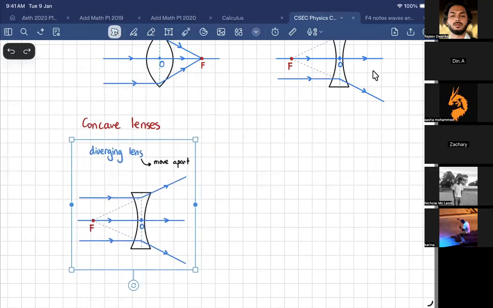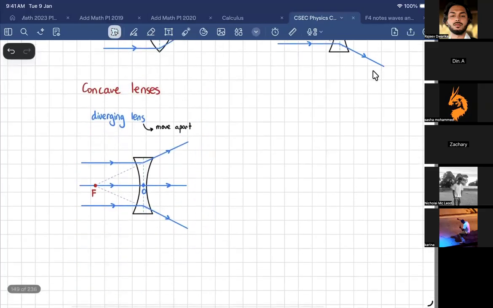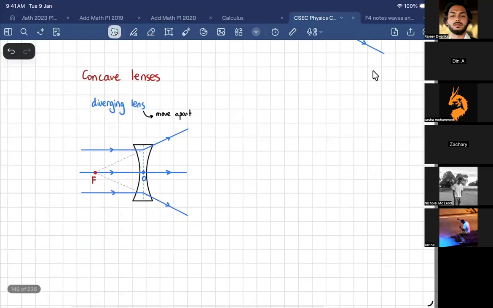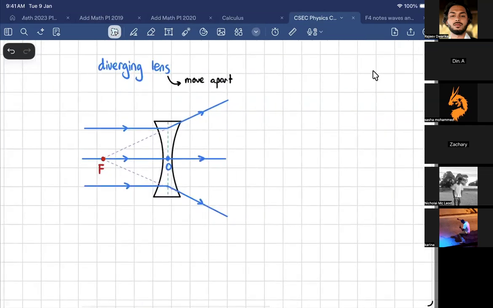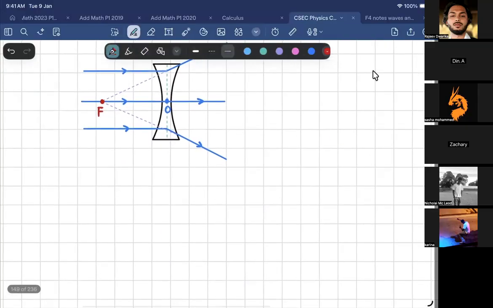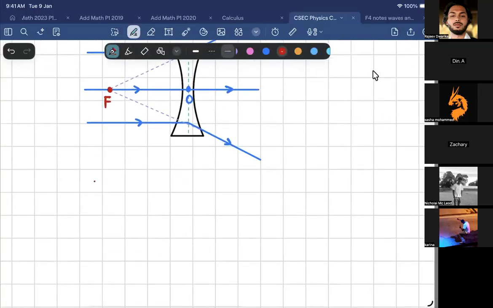So as you know, this is our concave lens, a divergent lens. Yeah, we know that. And so let me introduce you to some rules. Let's look at some common rules you should be acquainted with. Rules.